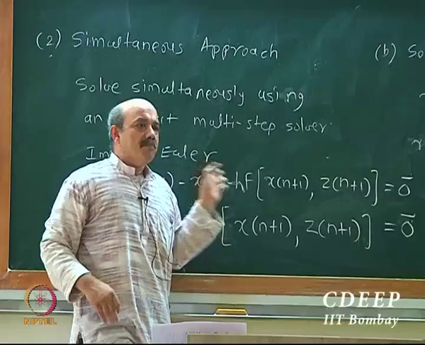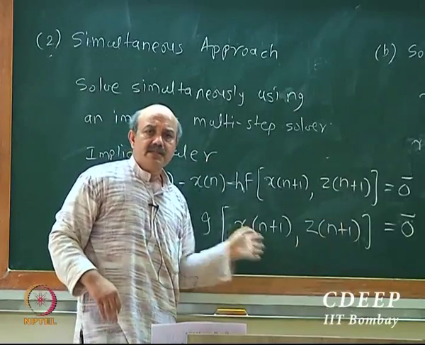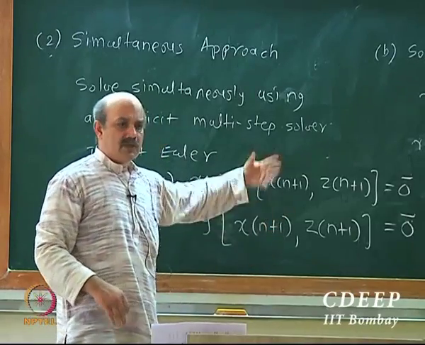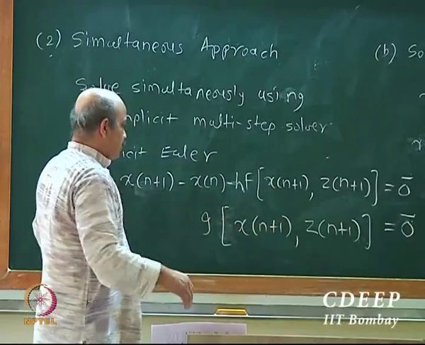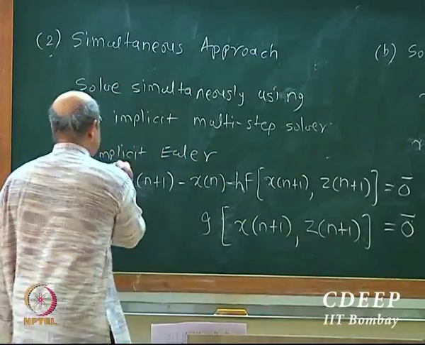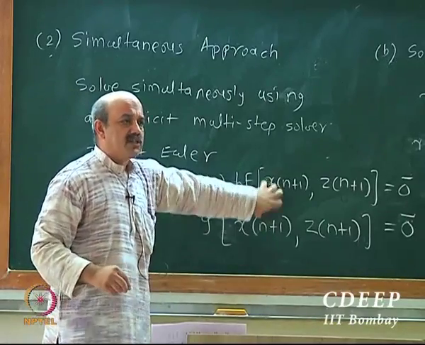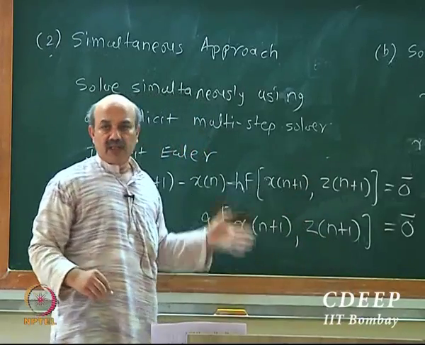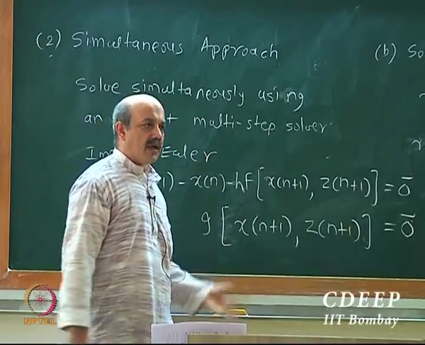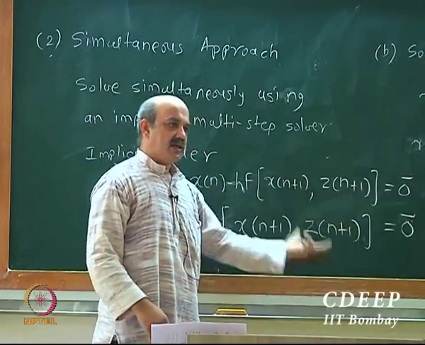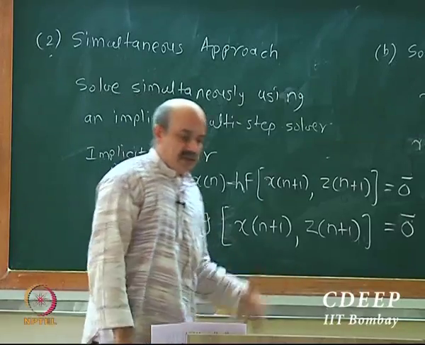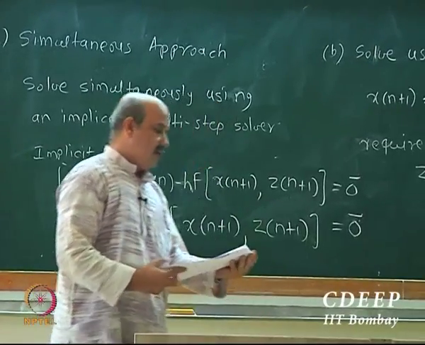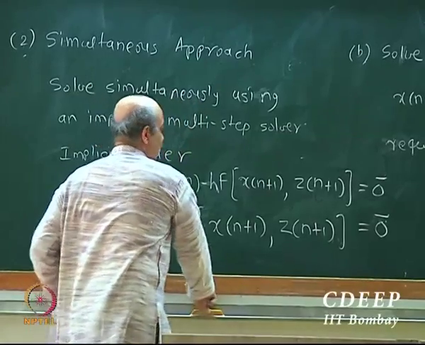So implicit Euler, and how do you solve this? If g and f are nonlinear functions, you have to solve this using Newton's method or some nonlinear algebraic equation solver. These two equations have to be solved simultaneously. xn is known to you, xn plus 1 is not known, zn plus 1 is not known. You have to solve them simultaneously, and every time you march in time, you get consistent solutions. The other general class of multi-step methods which are used here are called backward difference solvers, BDF solvers.